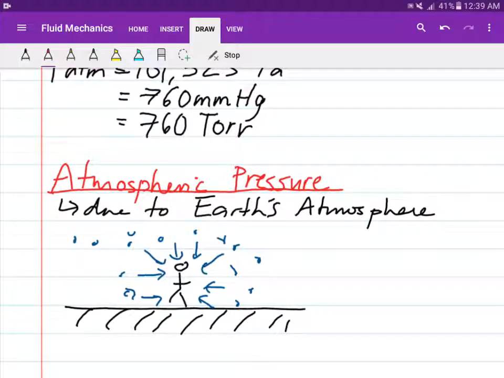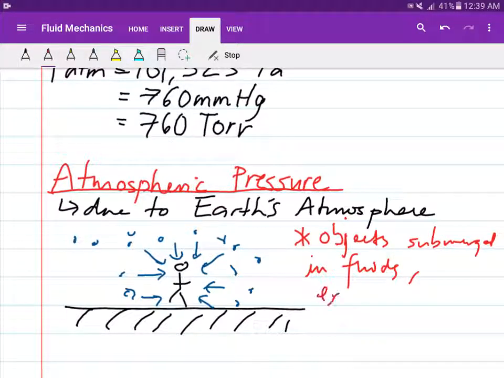So that is the property of objects submerged in fluids. They experience, let me write it down, objects submerged in fluids experience pressure in all directions.